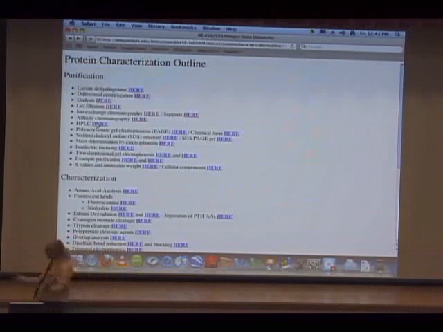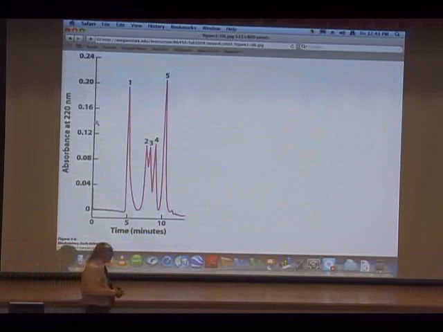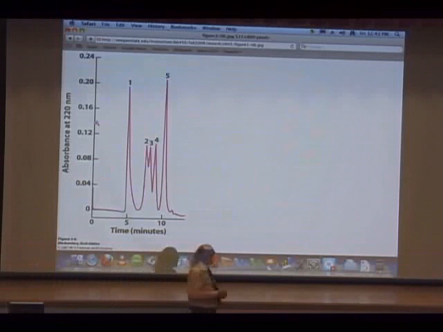We've talked about centrifugation. We've talked about dialysis. We've talked about gel filtration chromatography. We've talked about ion exchange chromatography. And now we've talked about affinity chromatography. It's time to turn our attention to two more types of chromatography. One is called high-performance liquid chromatography, or HPLC.